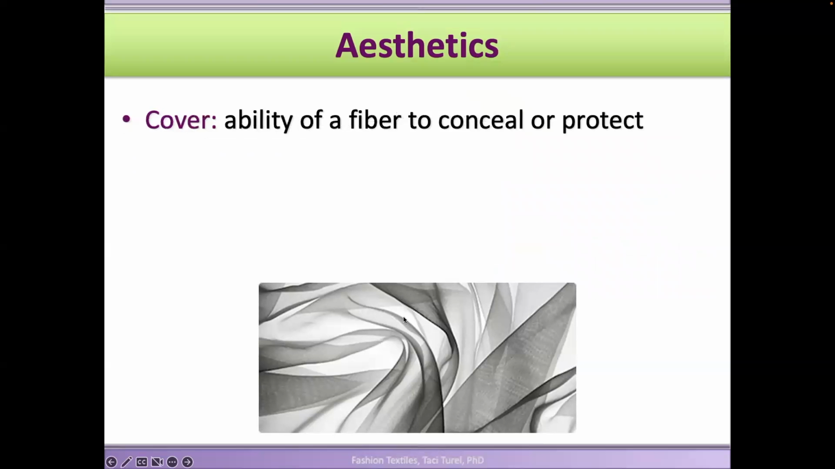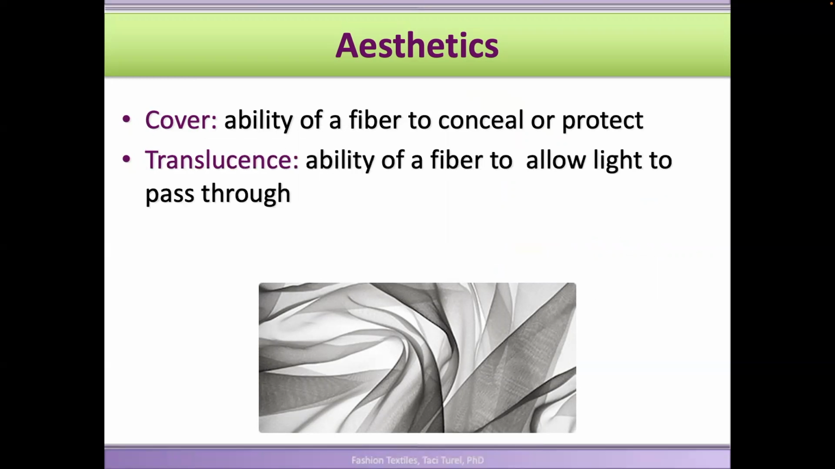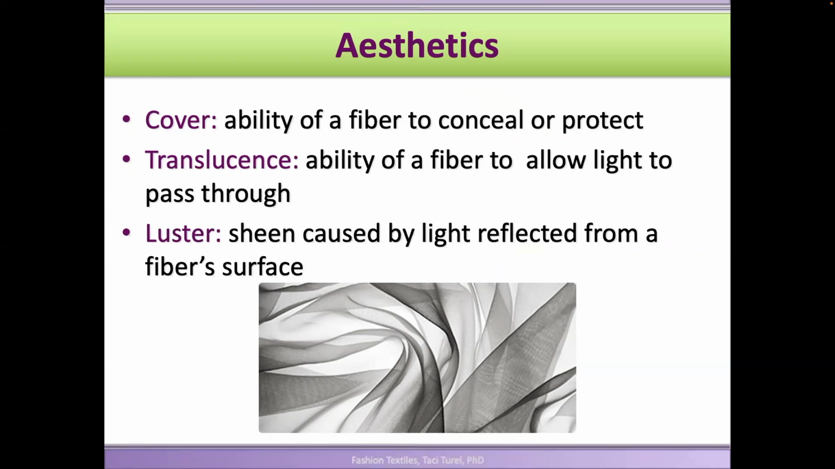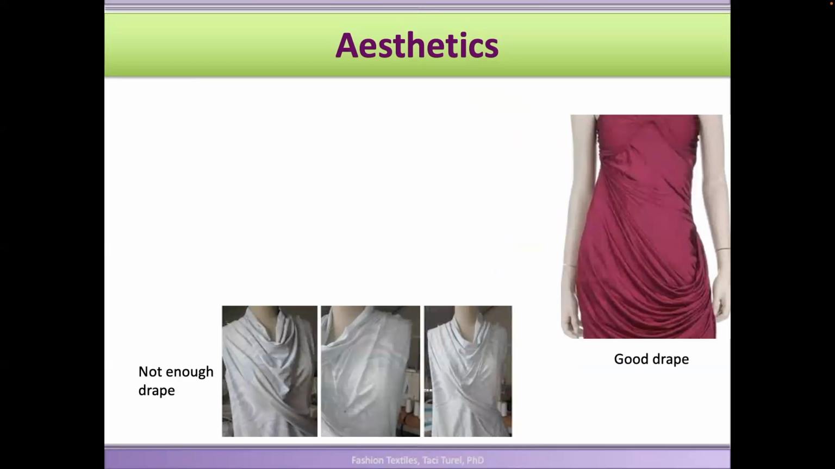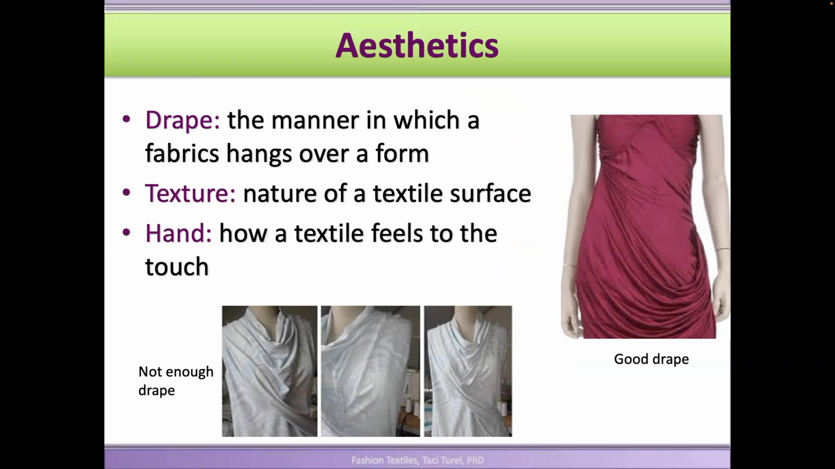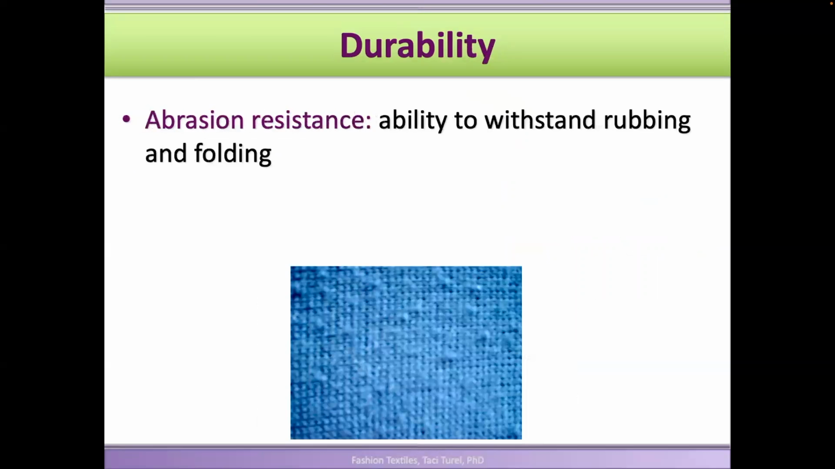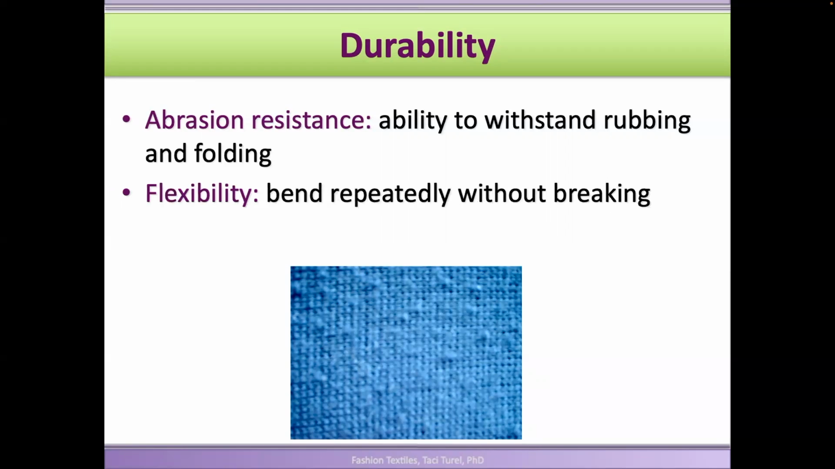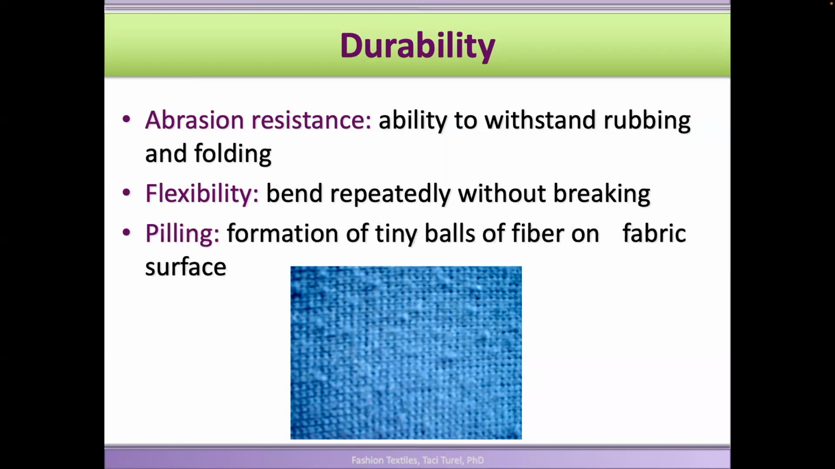Okay. We talked about cover. So, you know, it's the ability of a fiber to conceal something that's behind it. Translucence is the ability of a fiber to allow light through it. You know what luster is, you know what drape is. It's how the fabric flows. Texture is the nature of a textile surface. Hand is how a textile feels to the touch. We talked about abrasion resistance. It's the ability to withstand rubbing and folding of a fabric. Flexibility is the resistance to flexing the fabric or bending it repeatedly. Pilling is the formation of those tiny balls on the fiber.